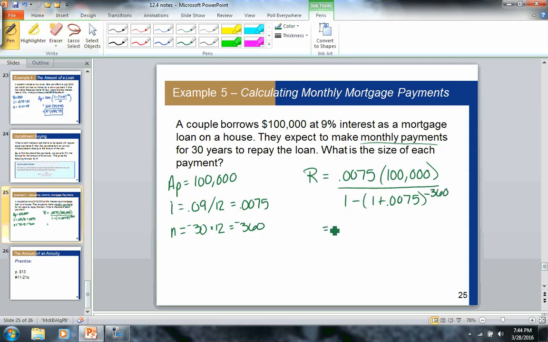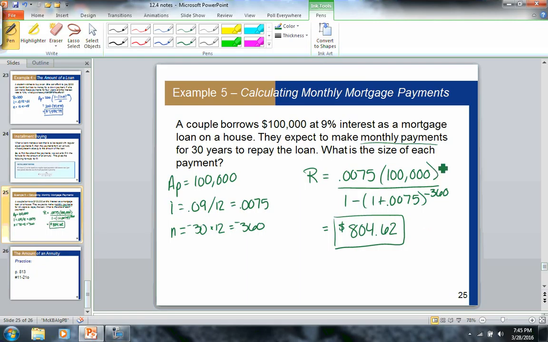Okay. So now it's a calculator problem. Okay, multiply out in your numerator, get that value, and then in the denominator, take the 1.0075 to the negative 360, and then subtract that from 1, and then you can divide your two amounts. And you should end up with $804.62. And that seems pretty reasonable for a monthly payment on a home mortgage. $800. It's probably a little high. You could argue, about where you're living and how big the house is and all that good stuff. Okay, but that answer should make sense.